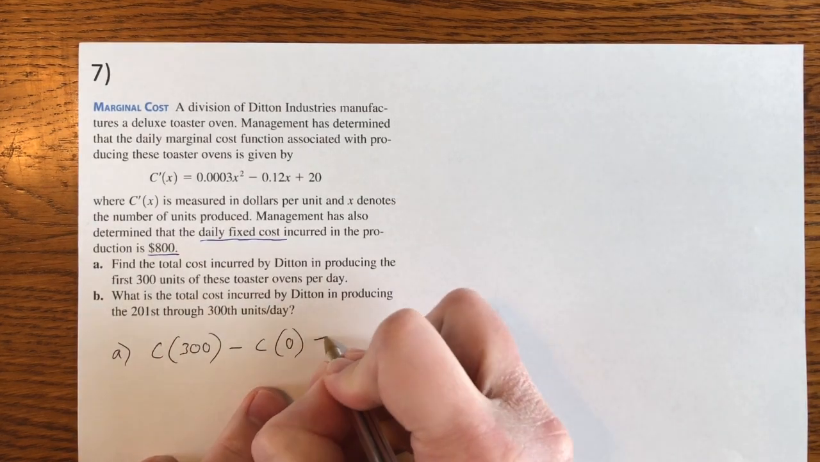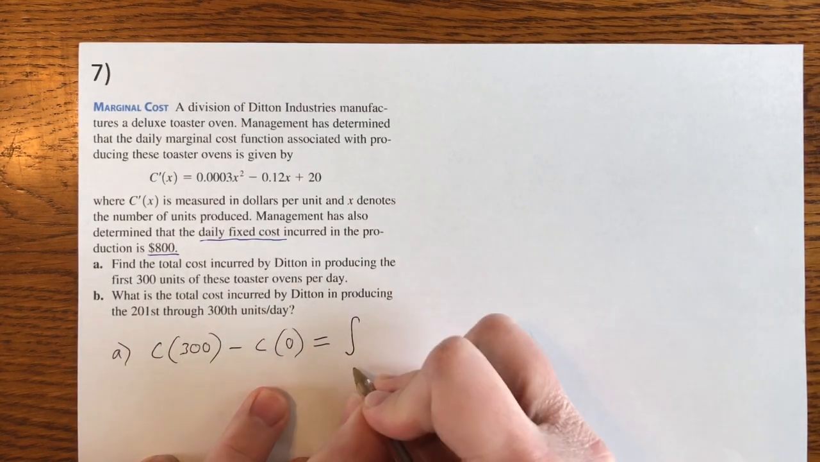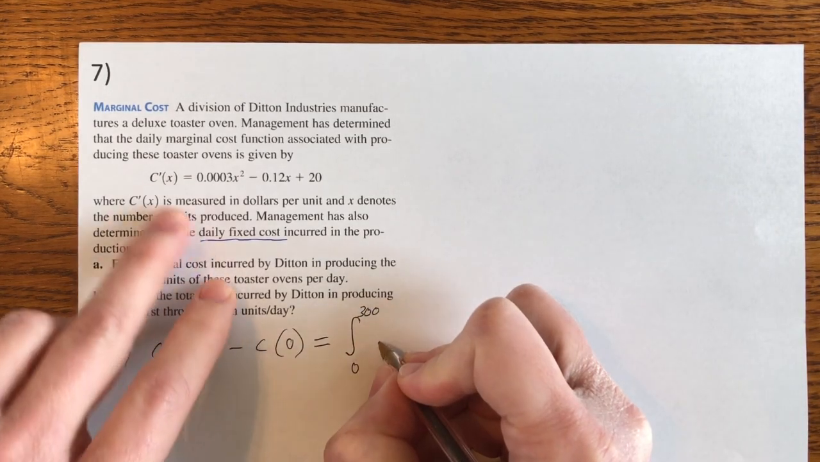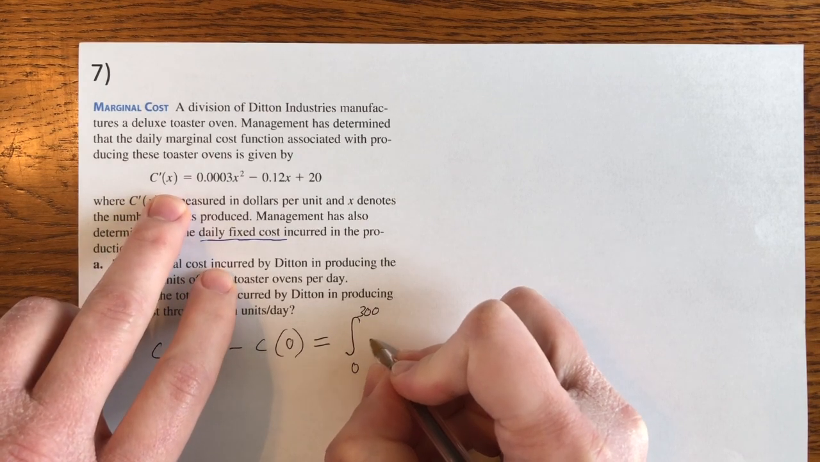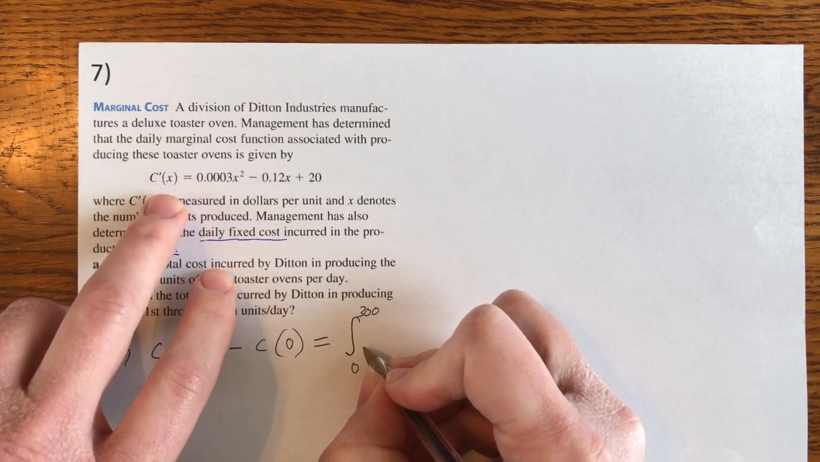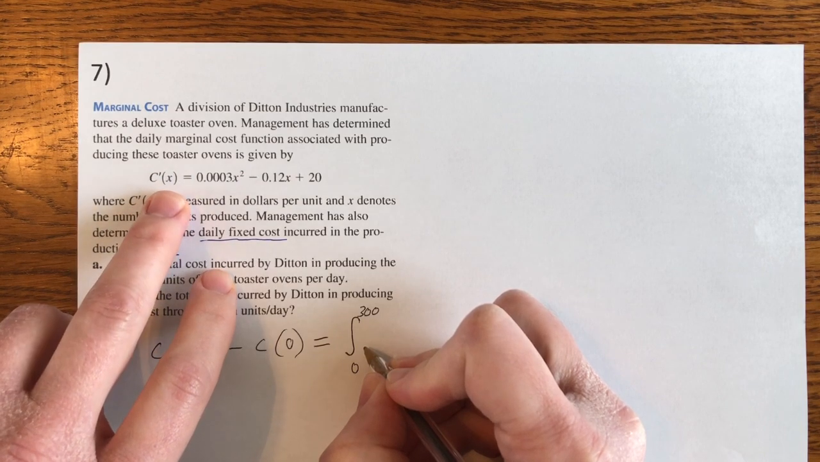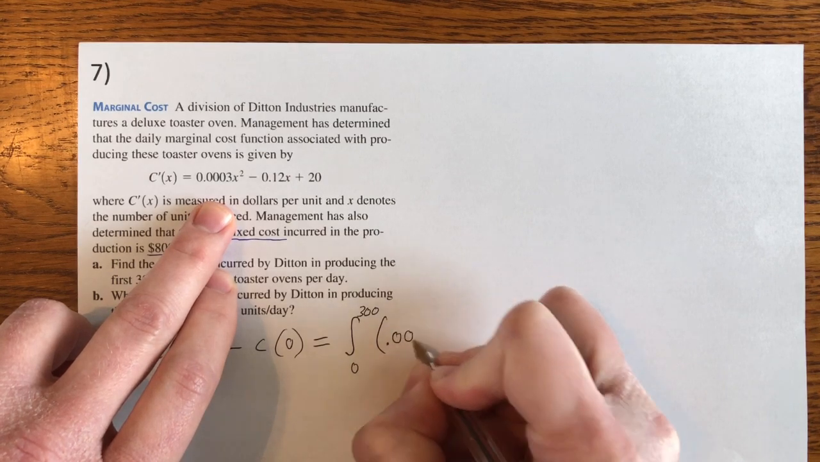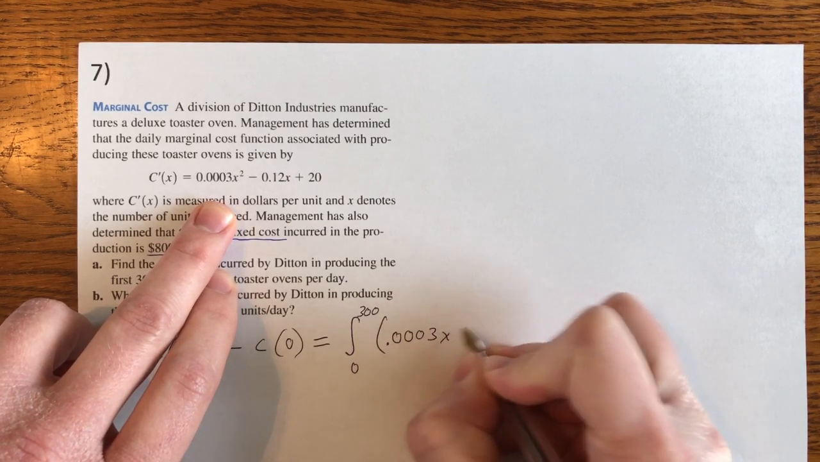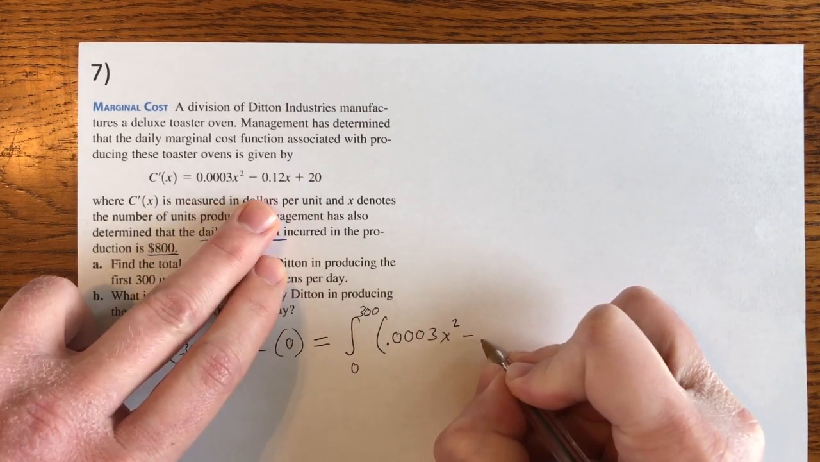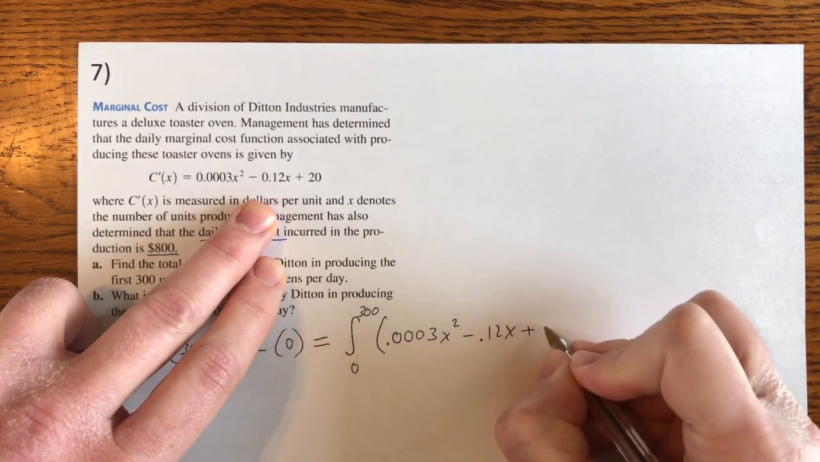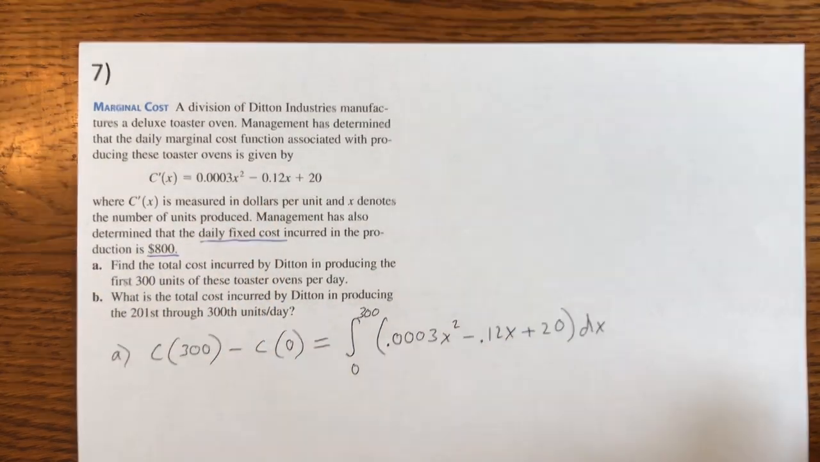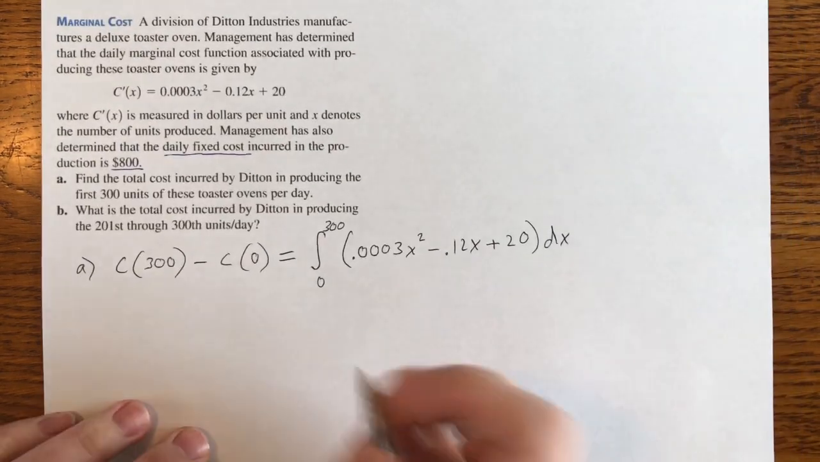This result is actually going to be equal to this integral. The integral from 0 to 300 of what? Of C prime of x. Remember, if you take the integral of a derivative, you get the function. And that's what we're trying to do. We're trying to come up with the cost function. So what we're going to do is plug in C prime of x into this integral, and we're going to integrate it, and we're going to figure out the value of it. So let's go ahead and do that.